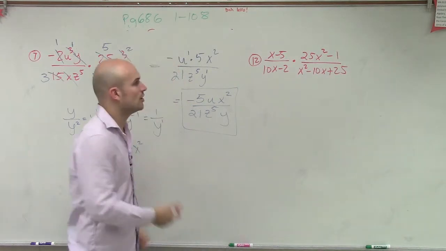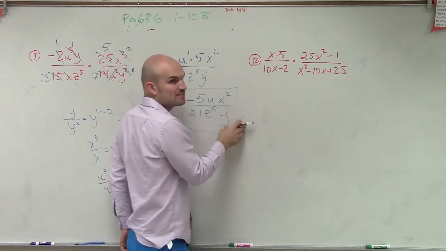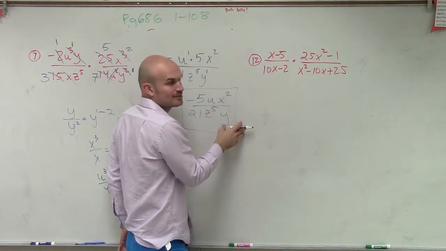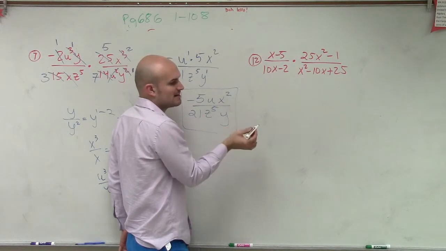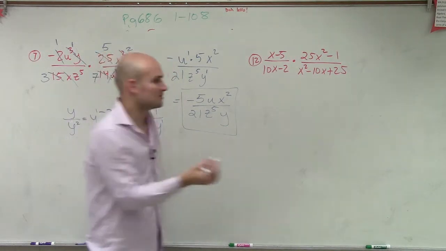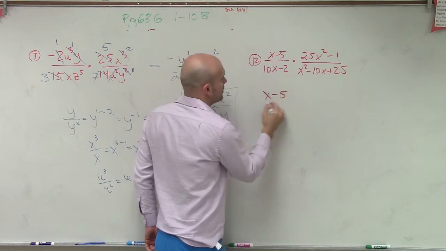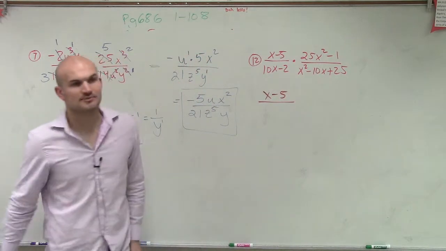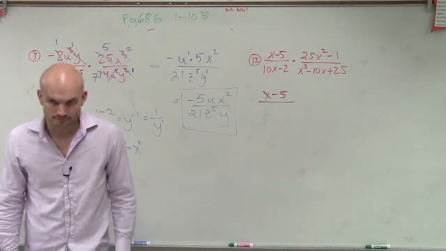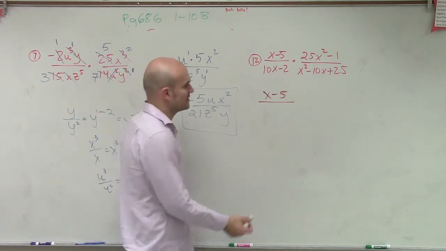That's why we factor: to write an expression or a number as a product. So can we rewrite x minus 5 as a product, though? Can we factor that out? So what can you factor out of x minus 5? Nothing. So we'll just leave it like that. What about its denominator? Can I factor something out of 10x minus 2? What can you factor out that they share?